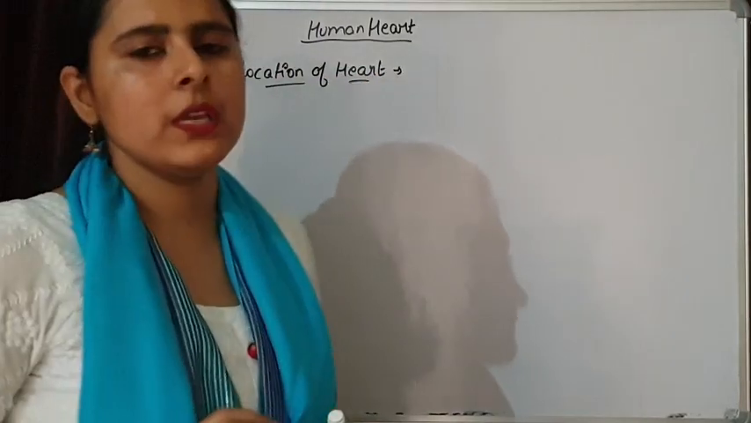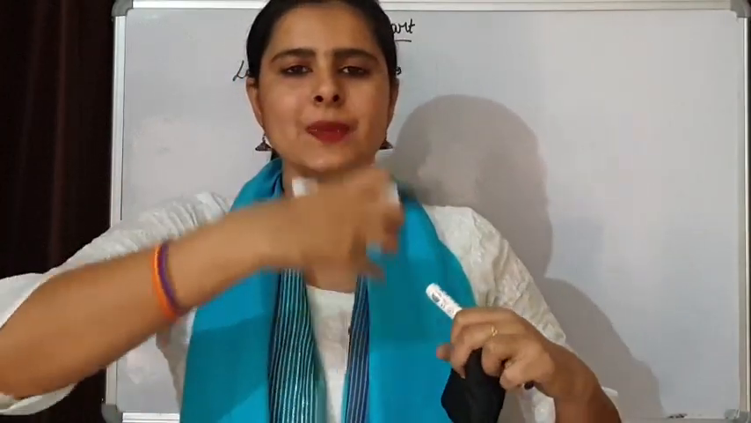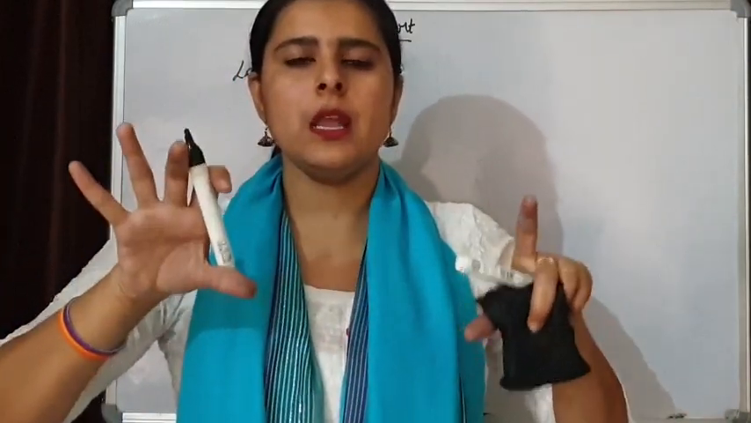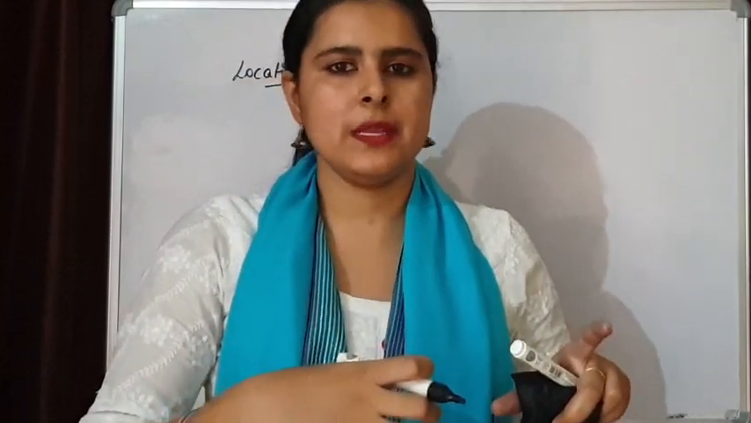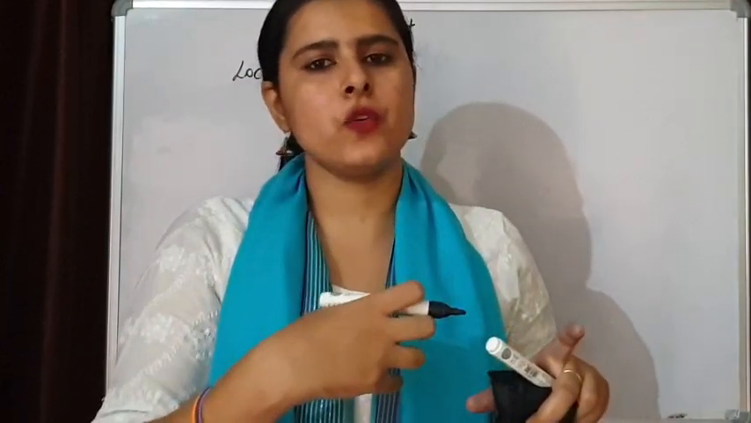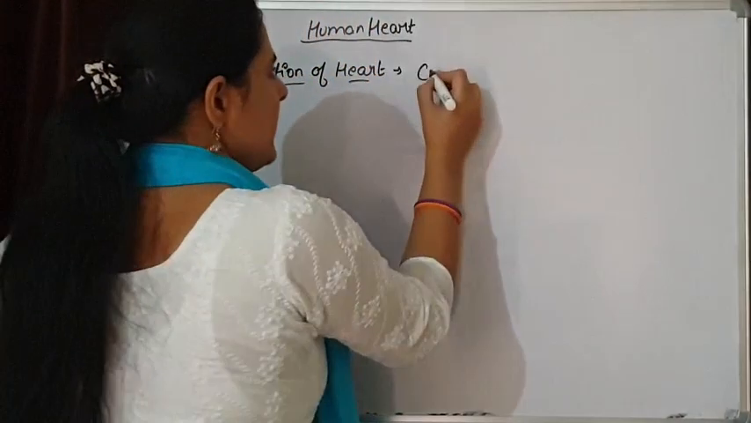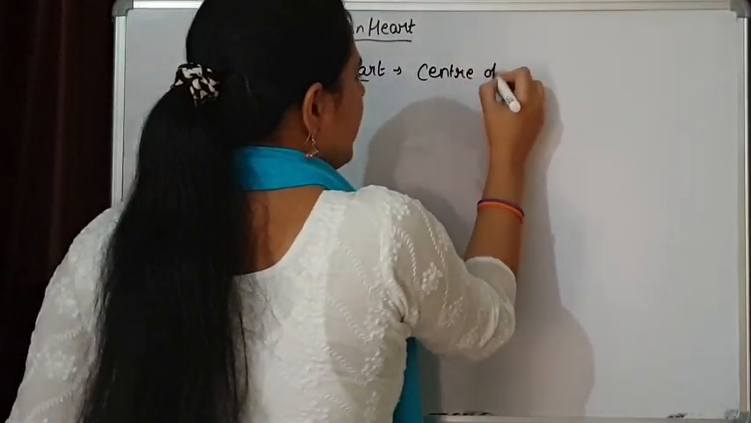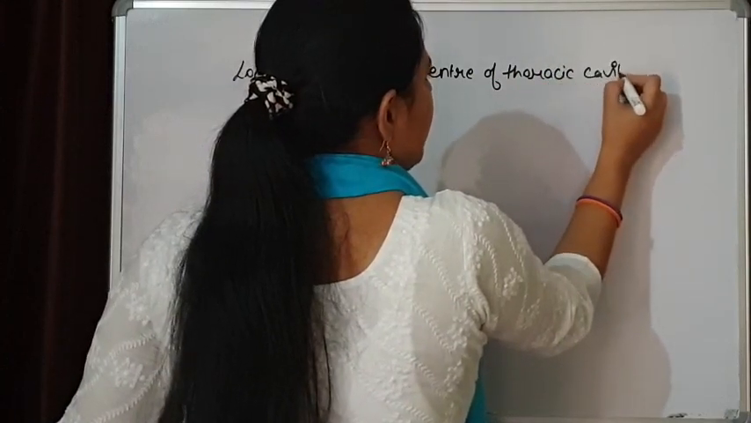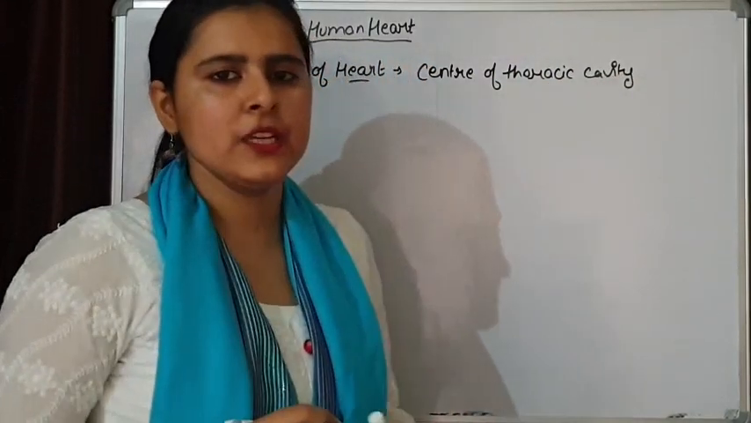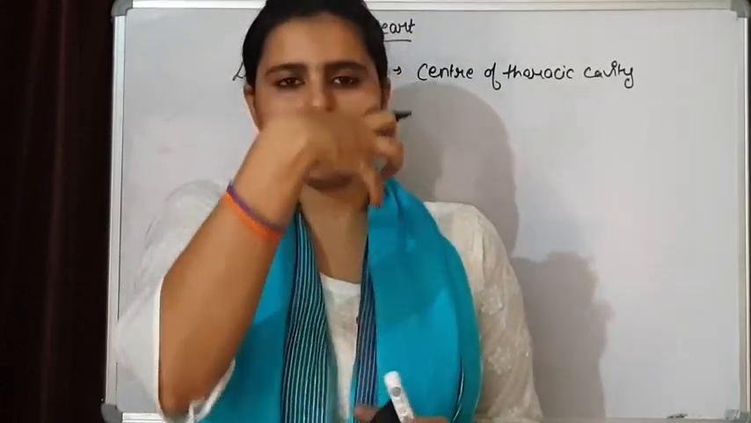When I was talking about the respiratory system, I told you that the heart is present in the center of the lungs. Lungs are present sideways and in the center the heart is present. So it is present in the center of the thoracic cavity.